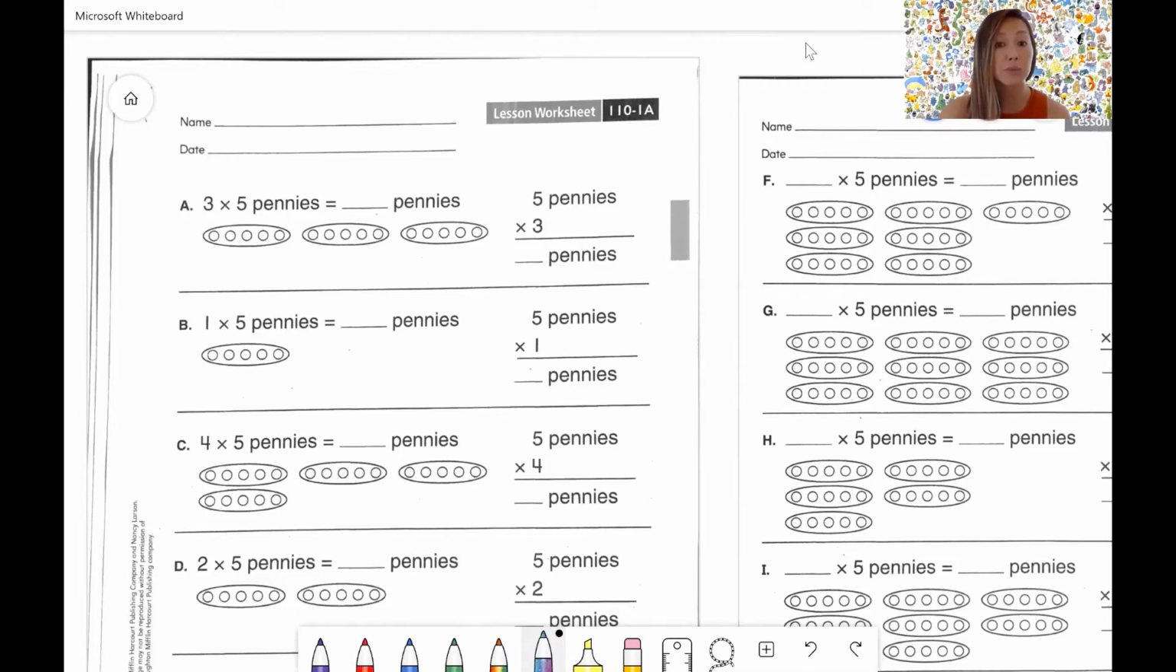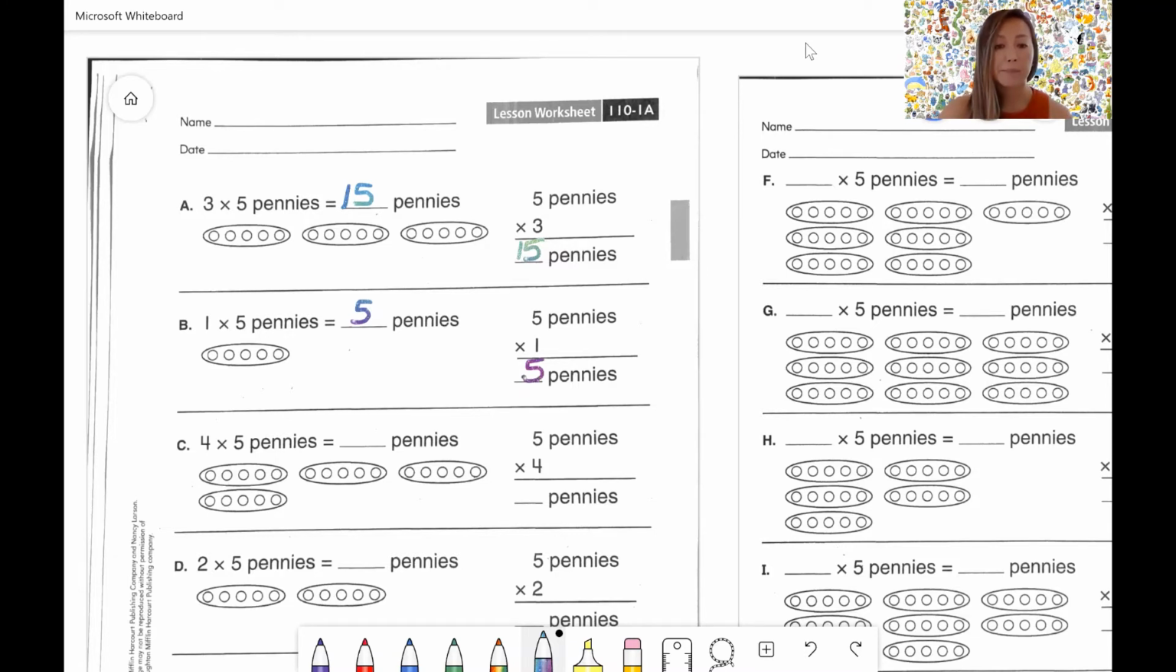For letter A, the first one, we have 3 times 5 pennies equals blank pennies, which just means there's 3 groups of 5. We have 5, 10, 15. So 3 times 5 pennies equals 15 pennies. The way they write it vertically, 5 pennies times 3, we've seen it this way before. You can write it horizontally or you can write it vertically, 15 pennies. B, 1 times 5 pennies. There's only one group, there's still 5 pennies there. That didn't change, so 5 pennies times 1 equals 5 pennies.